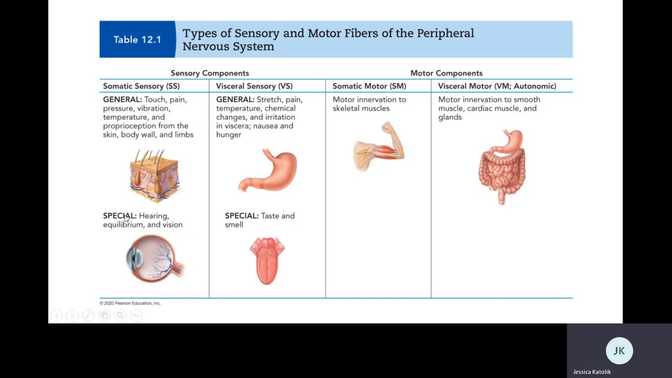Special, on the other hand, are nerve fibers that are located in specific areas of the body. For somatic sensory fibers, that includes the eye and the ear, and it's responsible for hearing, equilibrium, and vision.